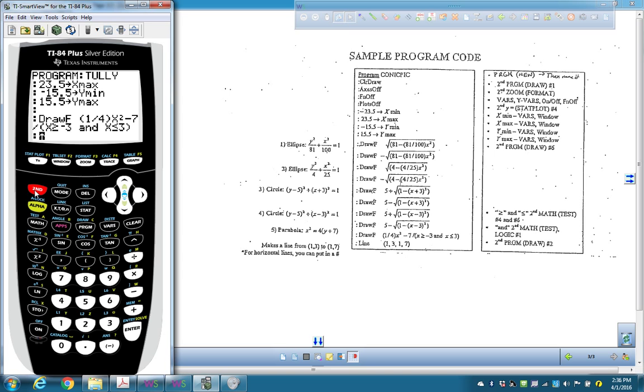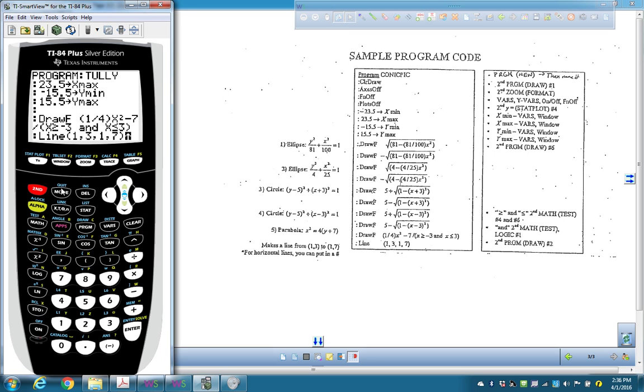So you go second, draw line, which is number 2. And if I want a line to go between 1, 3, where's the comma? It's above the 7, and 1, 7. So this line will draw a line between the point 1, 3 and 1, 7. So a lot of you guys have lots of lines in your drawing. That's the quick way to do it.